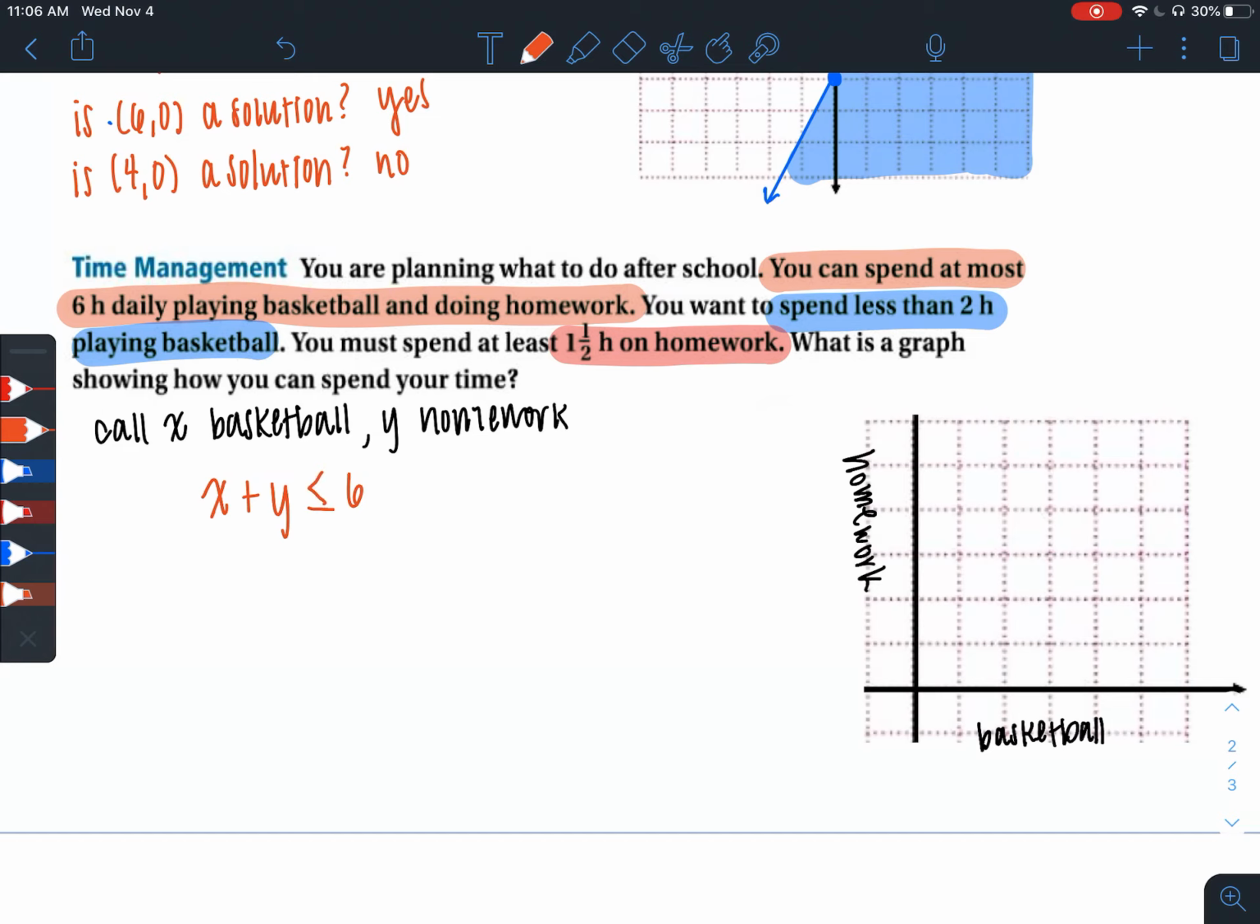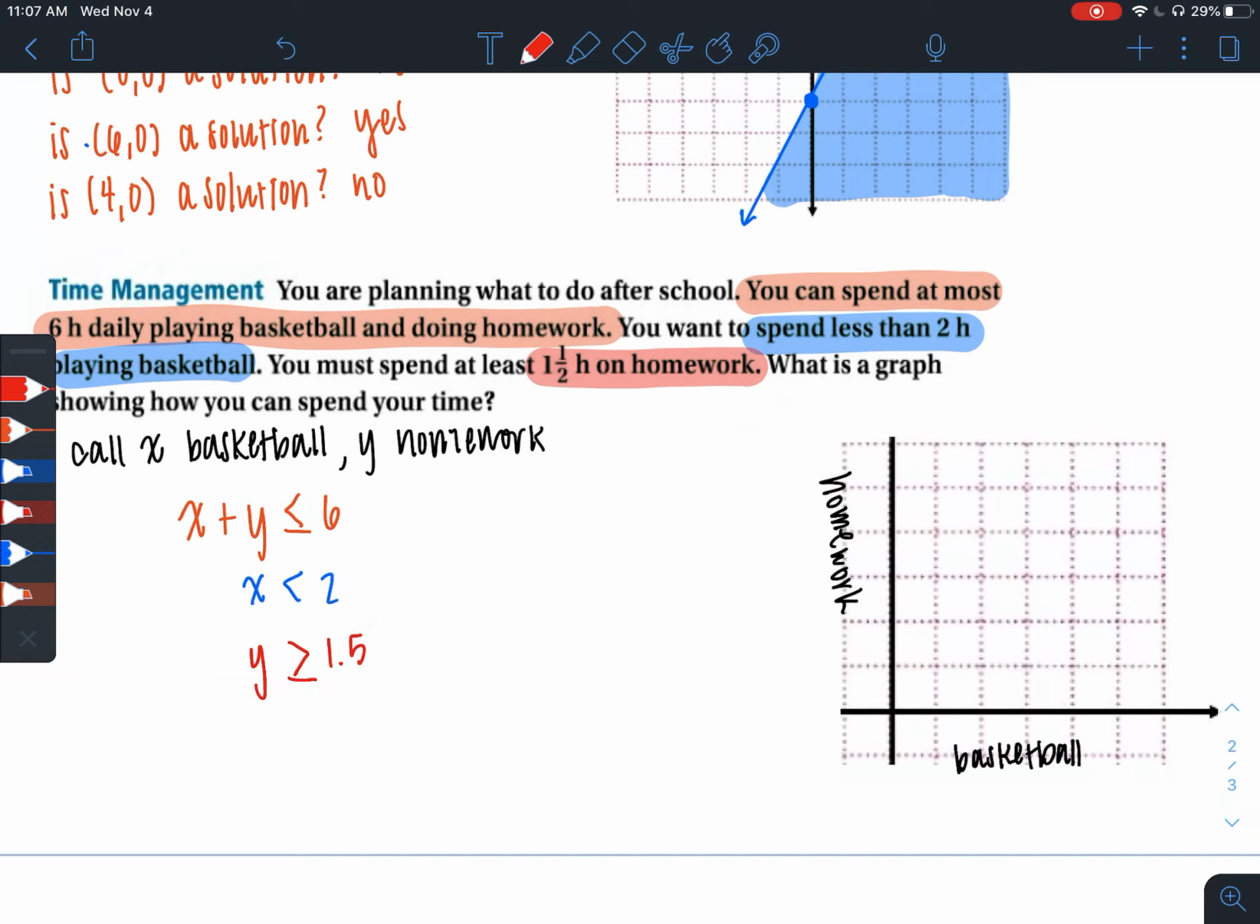Next up, I want to spend less than 2 hours playing basketball. So X is basketball and 2 hours. So I'm going to leave out the equal sign on the 2 because I want to be less than 2. Finally, an hour and a half on homework. So Y and 1.5. And I need to be at least an hour and a half. So I need Y to be greater than, not equal to. Oh, wait, and equal to. Sorry. Because at least.